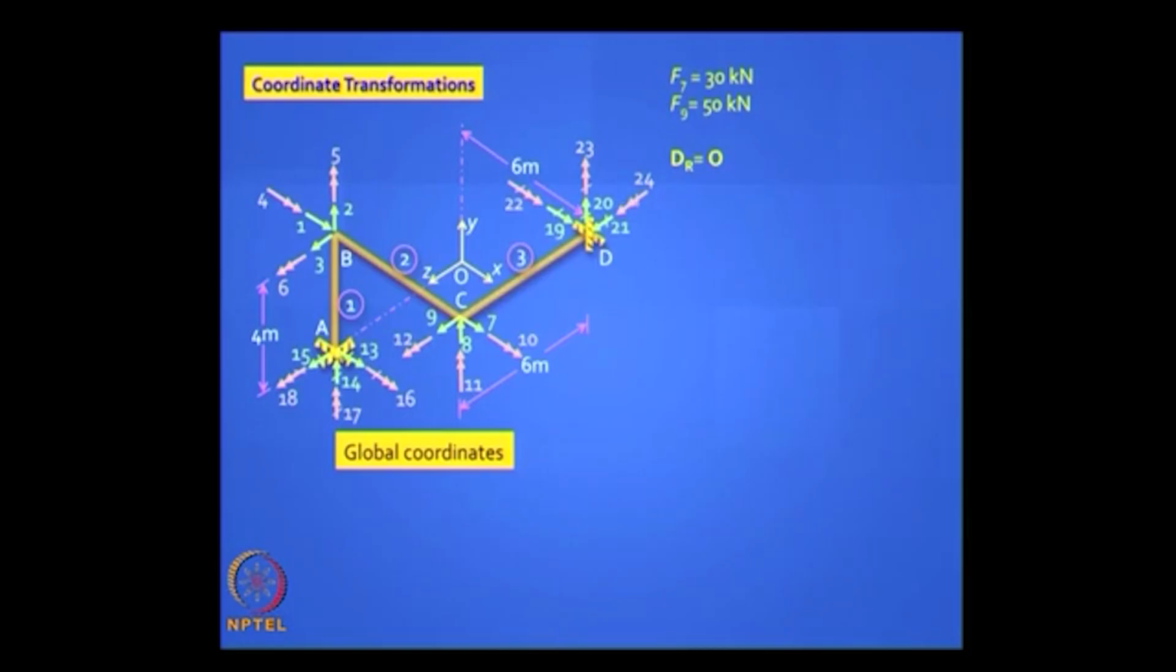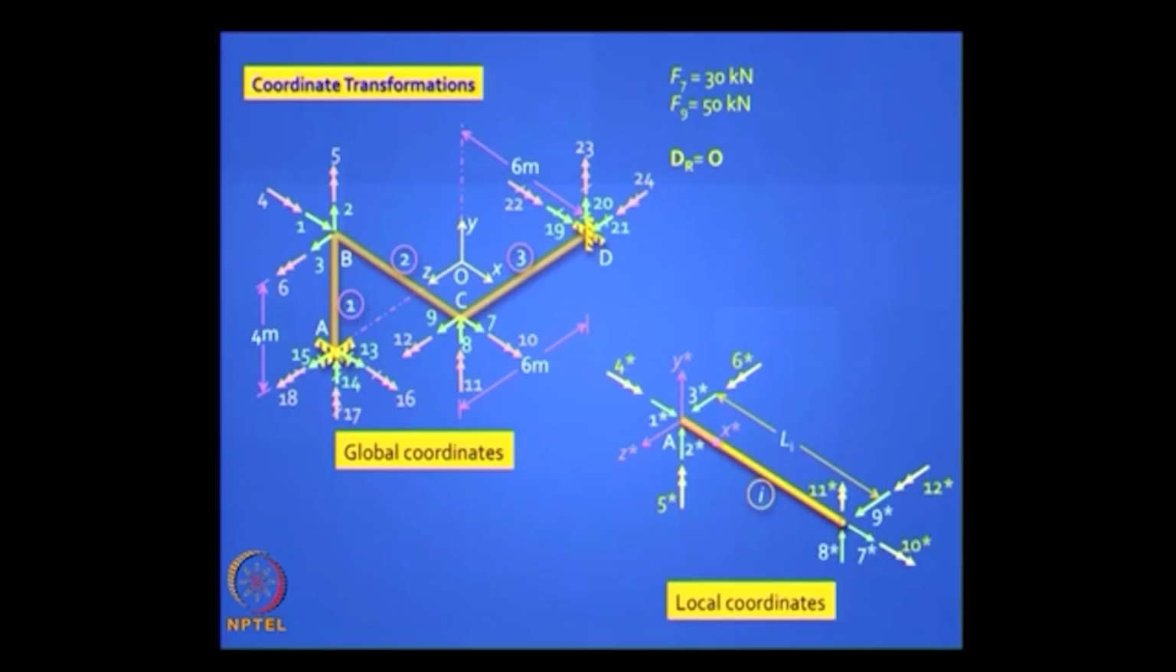If you notice, F7 is 30 kilonewton and F9 is 50 kilonewton, and luckily there is no support settlement. The restraint displacements are 0. Now let's write the local coordinates. Take it, this is representative of all, so I put I, but it actually matches very nicely with element 2 here. We looked at this earlier. So these are local coordinates.